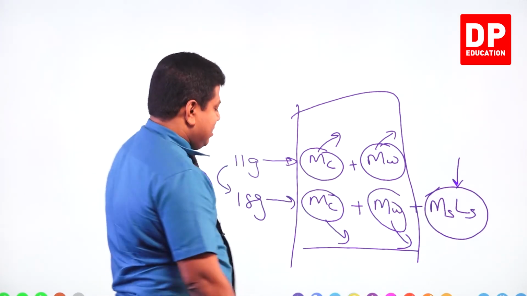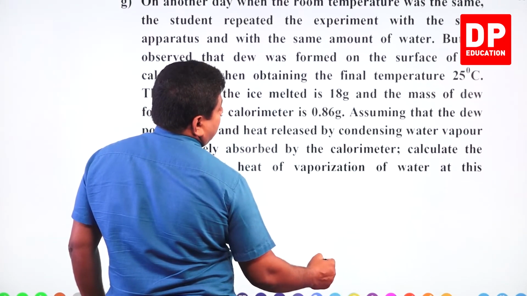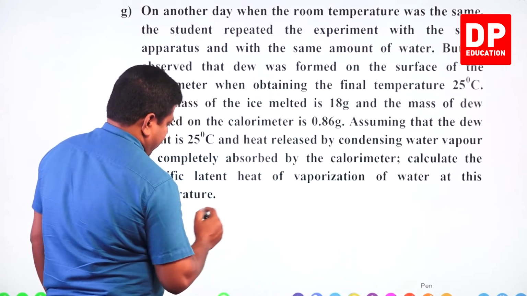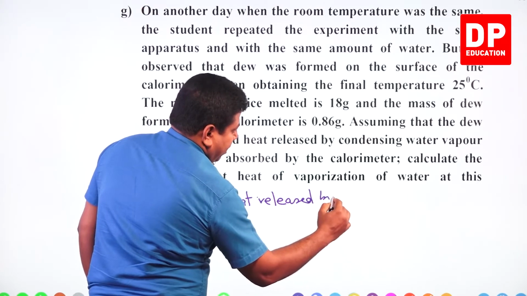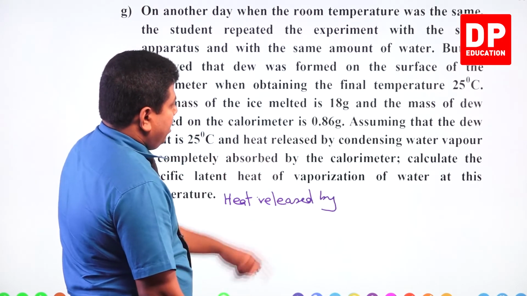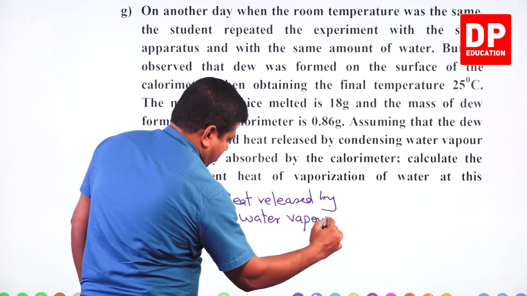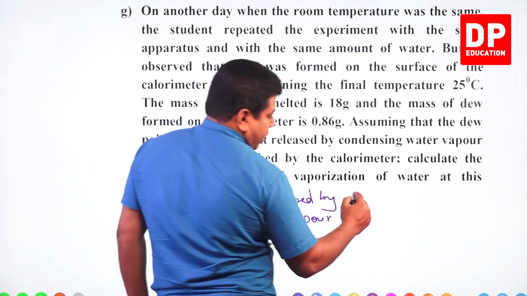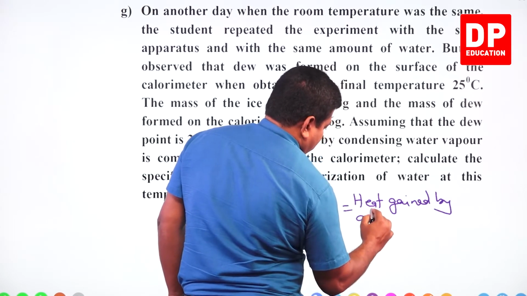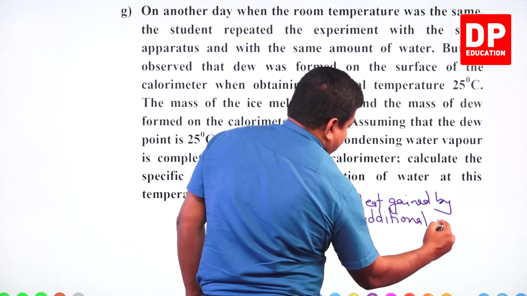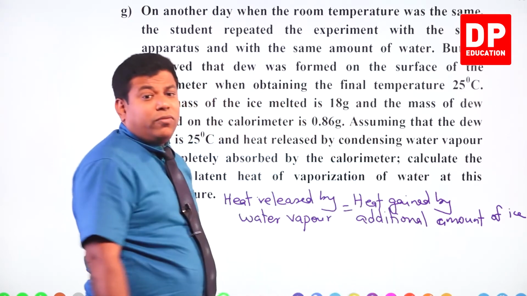This one. So we'll write it this way. Heat released by condensing water vapor is equal to heat gained by the additional amount of ice.